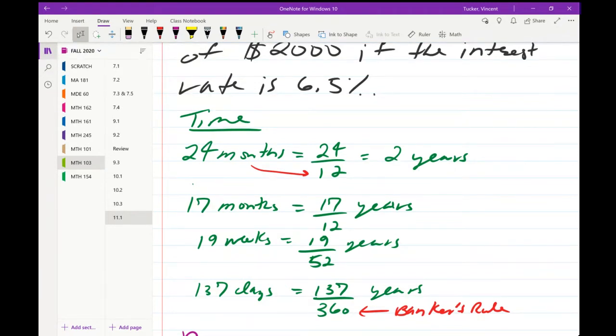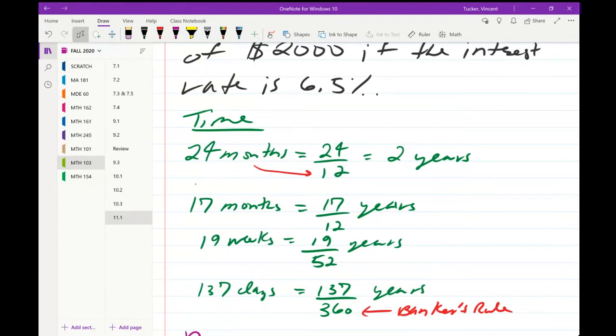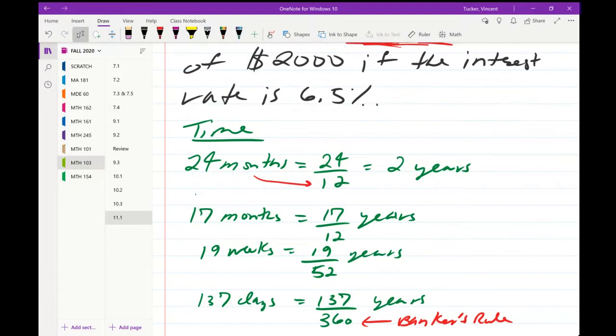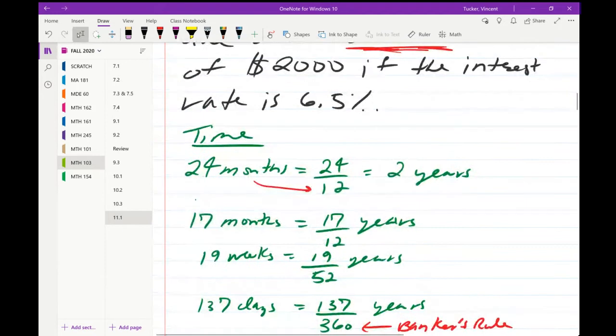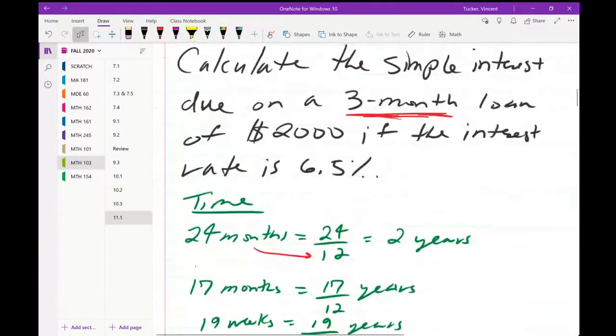So I heard 2 explanations as to why they use 360 instead of 365. One, because there's 5 major holidays. Another just said that 360 is an easier calculation than 365. I don't know if hopefully I gave enough time for you guys to write that problem down. Any questions?